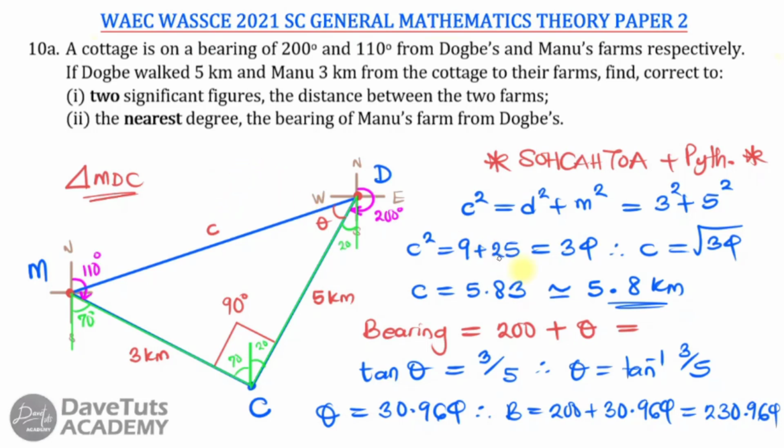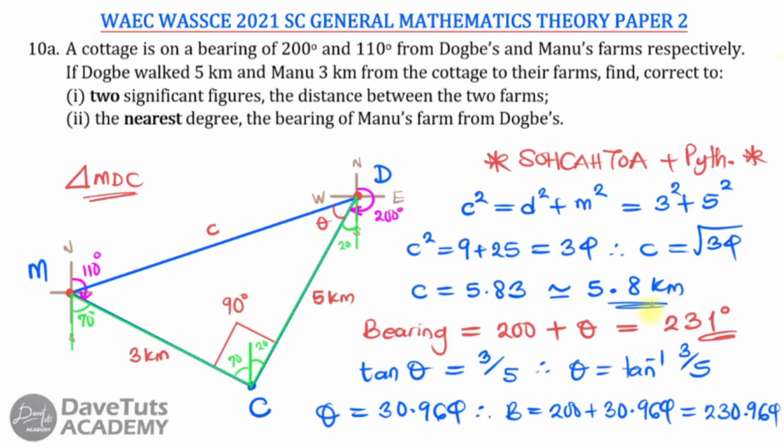So for this particular question, we are going to round this up, and we can see that 9 will round up to 1 and add to the initial number, such that that bearing will be 231 degrees. So these are the two answers that we're supposed to get. Distance between the two farms is 5.8 kilometers, and the bearing of Manu's farm from Dogbe's farm is 231 degrees.